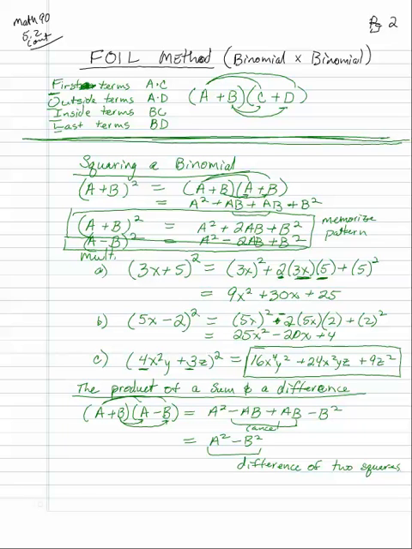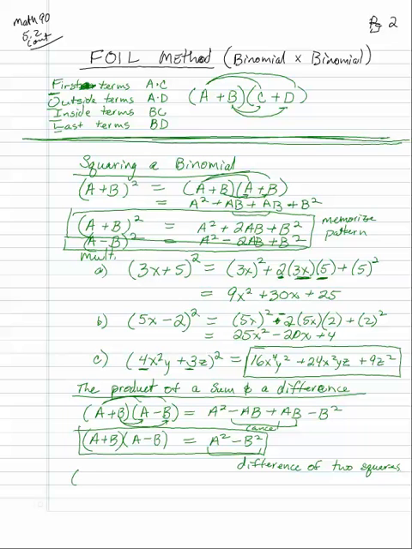Okay. So again, we just create the shortcut. We don't do all the work in between. We just say a plus b times a minus b is a squared minus b squared. So that's a really nice shortcut pattern. You want to memorize that also.